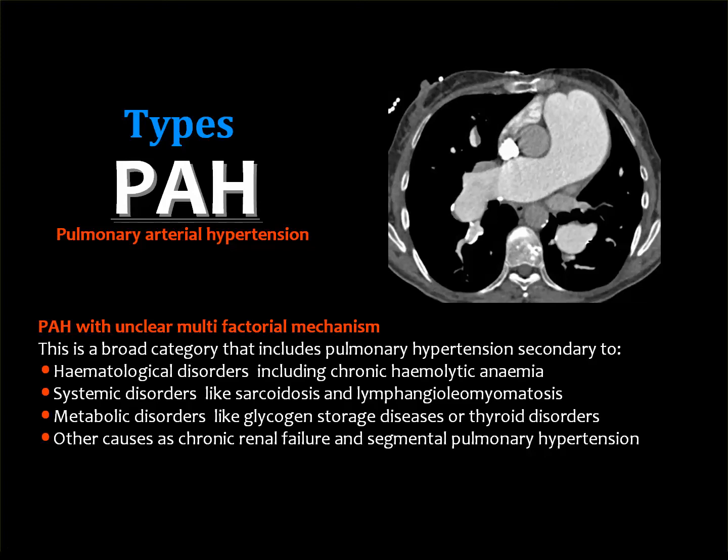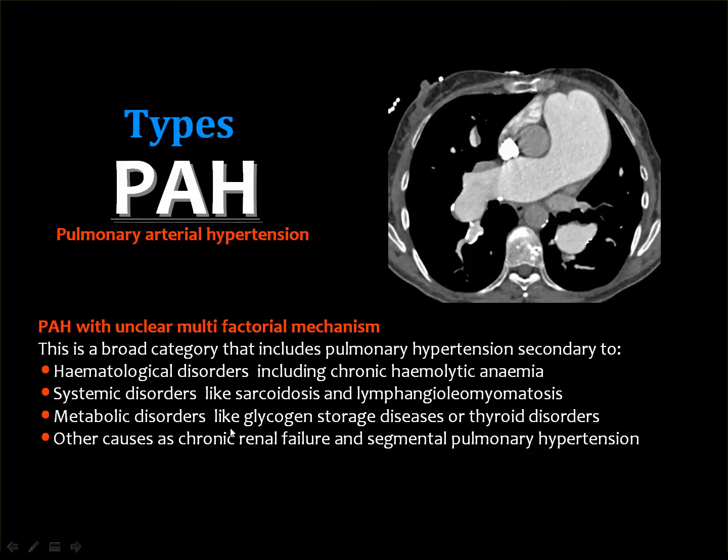Then we have another type which is known as multifactorial pulmonary arterial hypertension, and there are some underlying causes like hematologic disorders and systemic disorders like sarcoidosis and lymphangioleiomyomatosis.